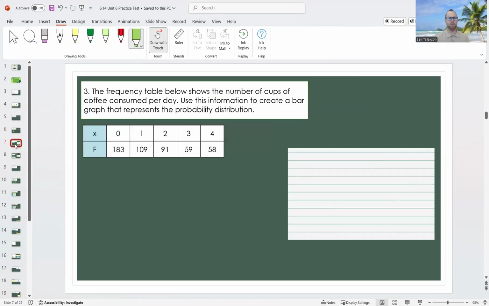Number 3, the frequency table below shows the number of cups of coffee consumed per day. Use this information to create a bar graph. That's the main question they're asking you. That represents the probability distribution. Are these probabilities? That's my only question for you as you work this out. Hopefully you quickly answered no. F is for frequency, so we're not going to use these values in our bar graph, but we need them to help us. Remember this?